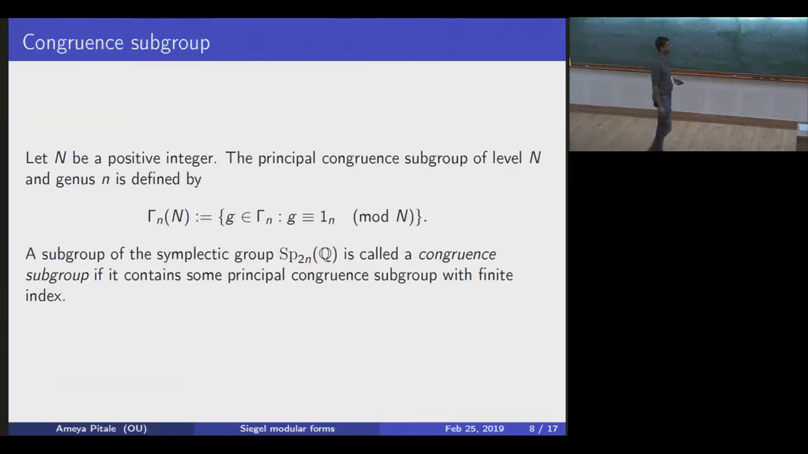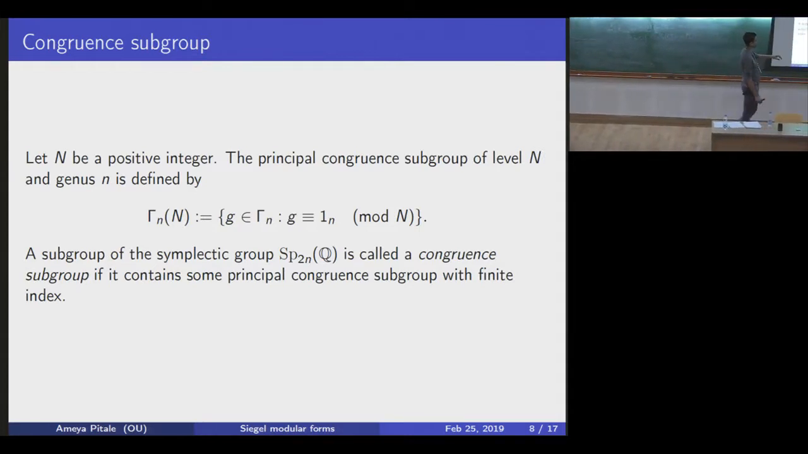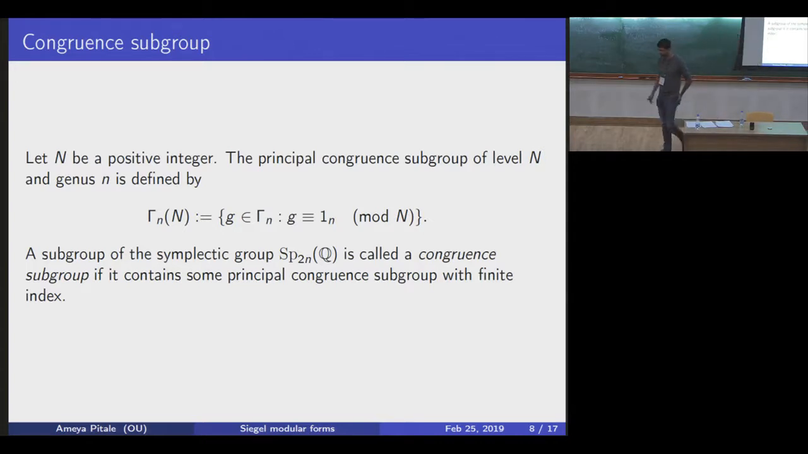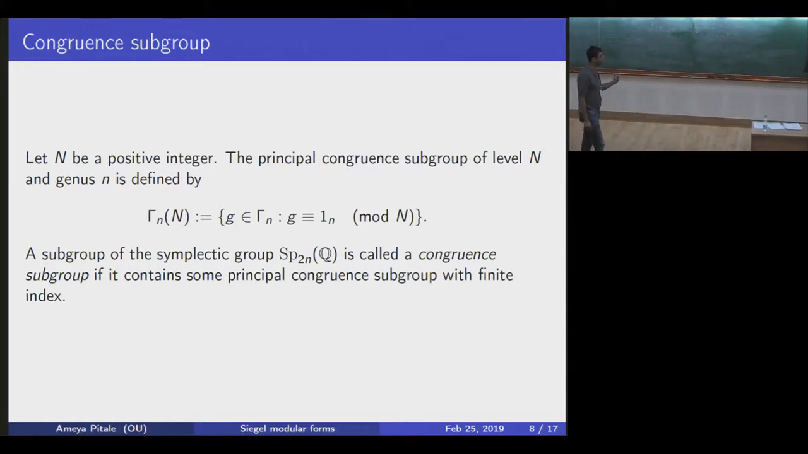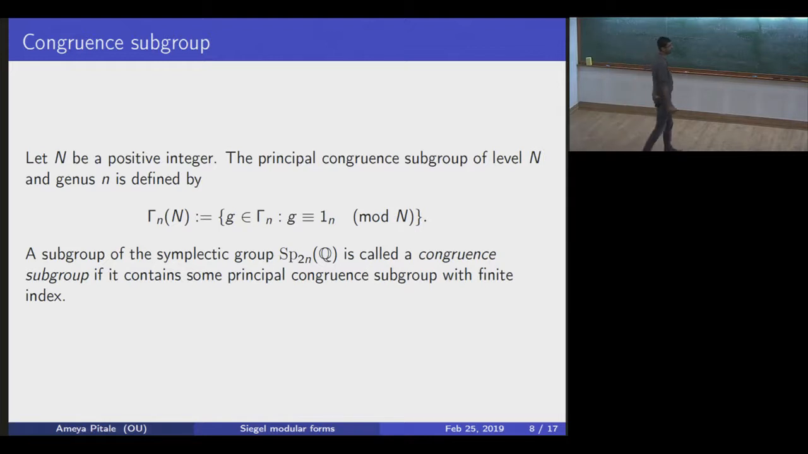So what we have is, well, you can define a principal congruence subgroup of level n. This is exactly like in the genus 1 case. These are all matrices in sp2n z, which are congruent to 1 mod n. And then a congruence subgroup is any subgroup of sp2n q, which contains one of these principal guys with finite index.